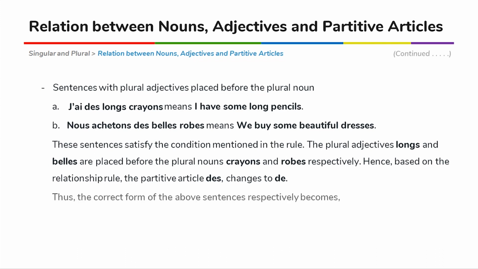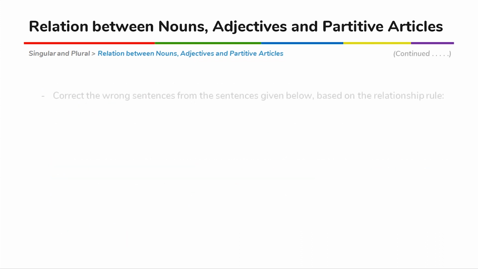Thus, the correct form of the above sentences respectively becomes J'ai de longs crayons. Nous achetons de belles robes. We have given some sentences here. Some of them are in the wrong form. Correct those if required based on the relationship rule mentioned in this section.